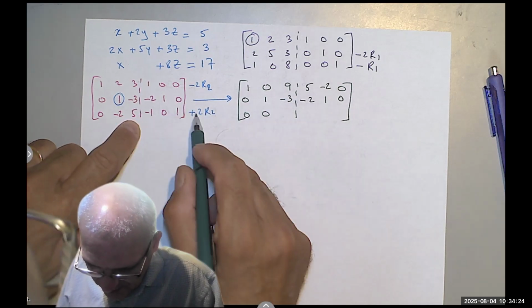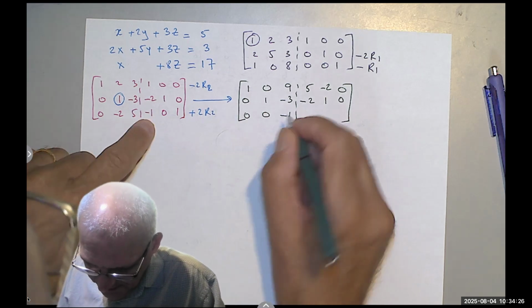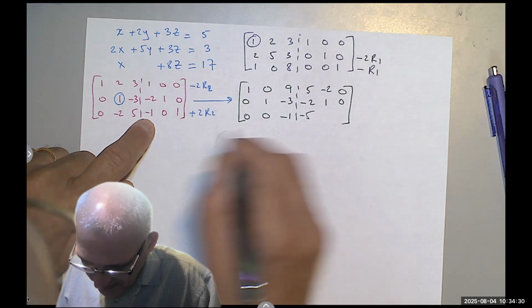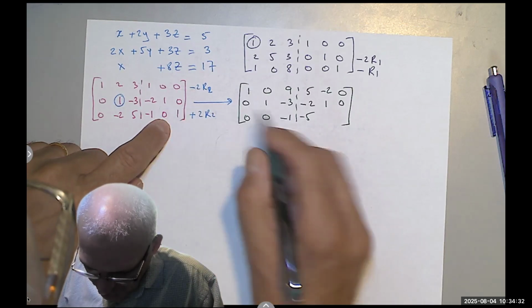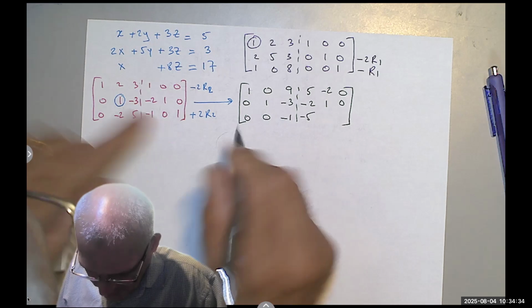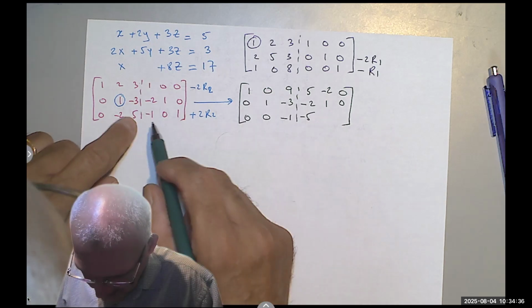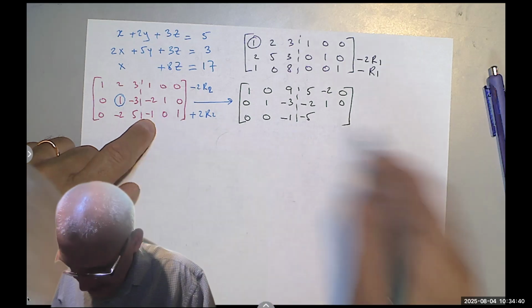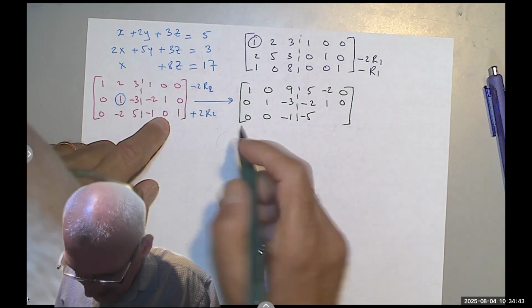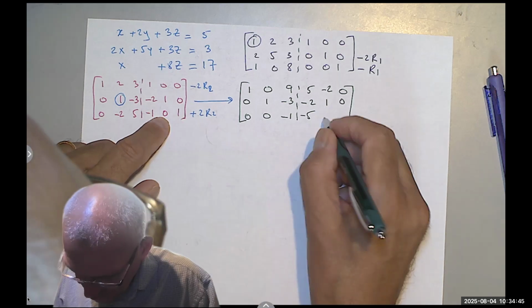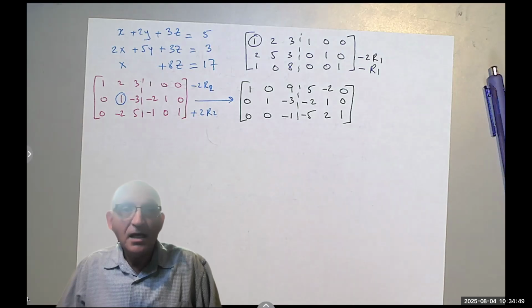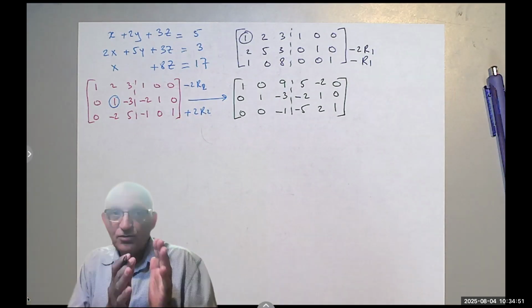5 minus 6 is negative 1. Negative 1 minus 4 is negative 5. 0 plus 2. Oh, I'm sorry. Did I add twice? Yeah, it's correct. For some reason, I thought I subtracted, not added. 0 plus 2 is 2, and 1 plus 0 is 1. So now I'm done with the first two columns.